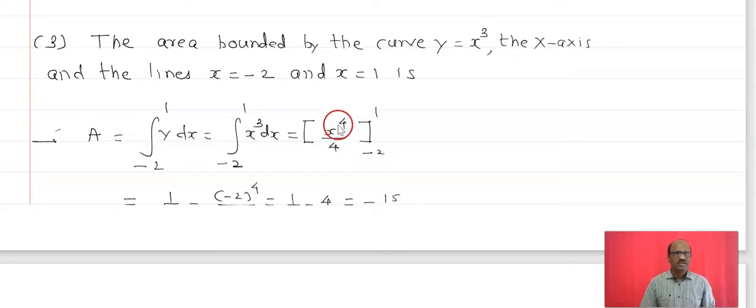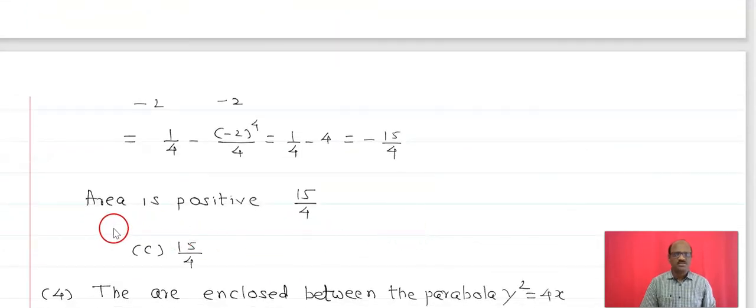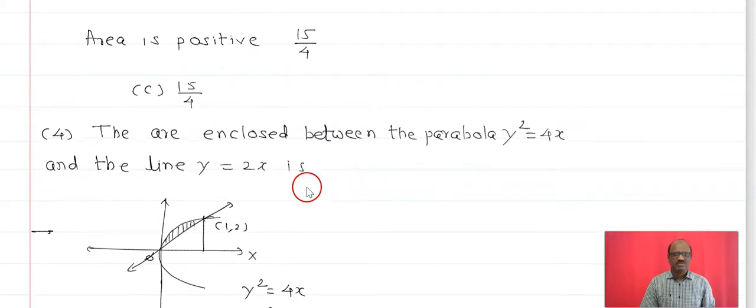Now substitute x equals 1, and you will get 1 by 4 minus (minus 2) raised to 4 upon 4, upper limit minus lower limit. That is 1 by 4 minus... 2 raised to 4 means what? 16 by 4, that is 4. So 1 by 4 minus 4 equals minus 15 upon 4. The area is always positive, so it equals 15 upon 4, and hence option C is the correct one.